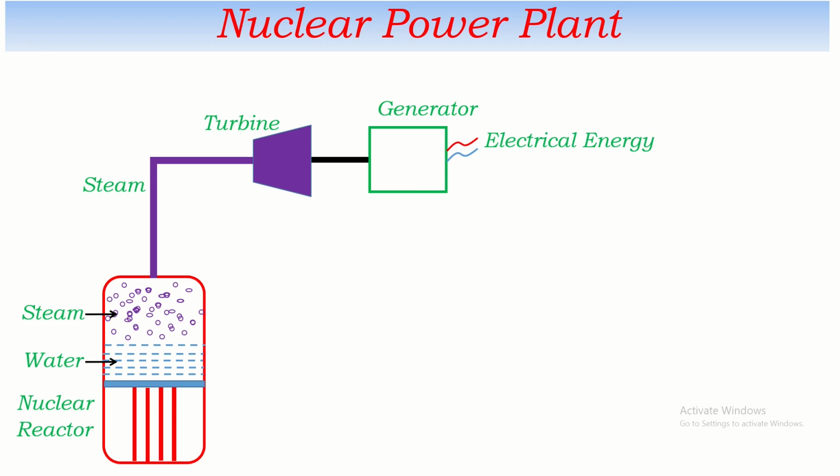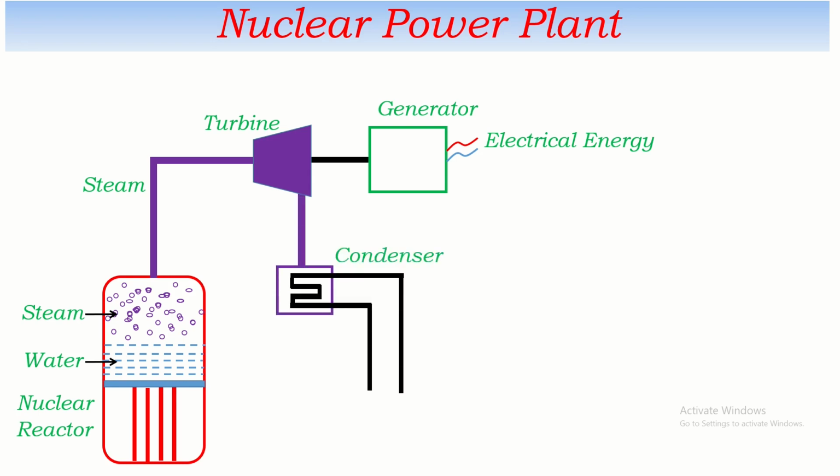This is a very simple way to represent the nuclear power plant. This flowchart, I think, is very helpful to you to understand the very basics of a nuclear power plant. In this way, electrical energy is produced, but when the turbine is rotated by using steam, then the steam is cooled down by the condenser, and again it is brought back to the reactor to heat water again. This way the cycle continues. Nuclear power plant works in this way.